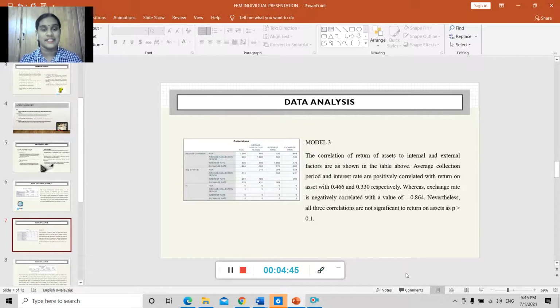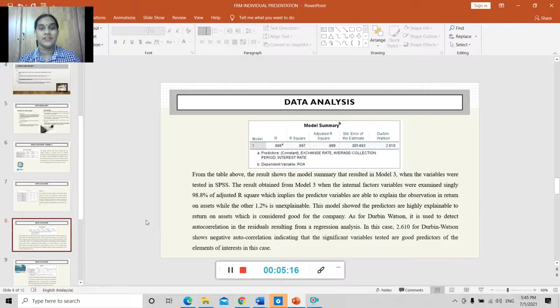Moving on is data analysis, this is for correlations. The correlation of return on assets to internal and external factors are shown in the table. Average collection period and interest rate are positively correlated with return on assets with 0.466 and 0.330 respectively, whereas exchange rate is negatively correlated with a value of negative 0.864. Nevertheless, all the three correlations are not significant to return on assets as the p-value is more than 0.1.